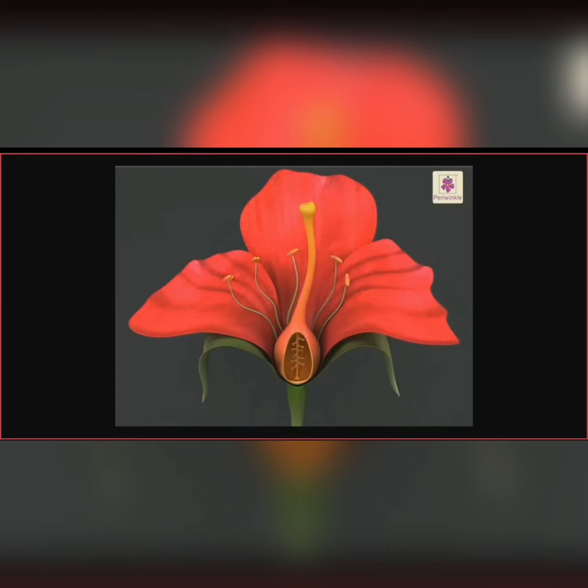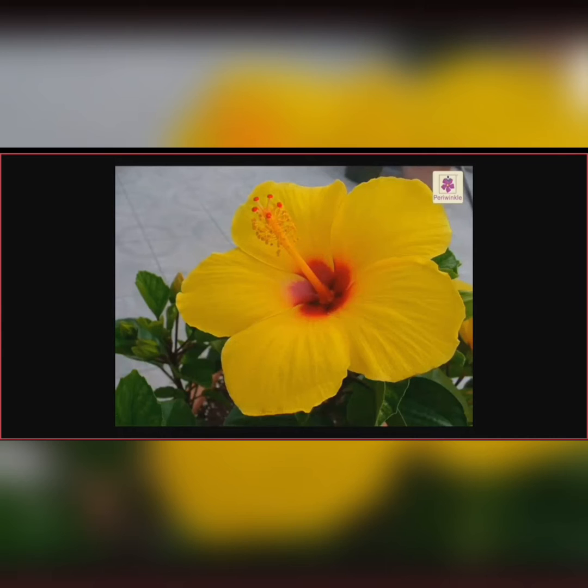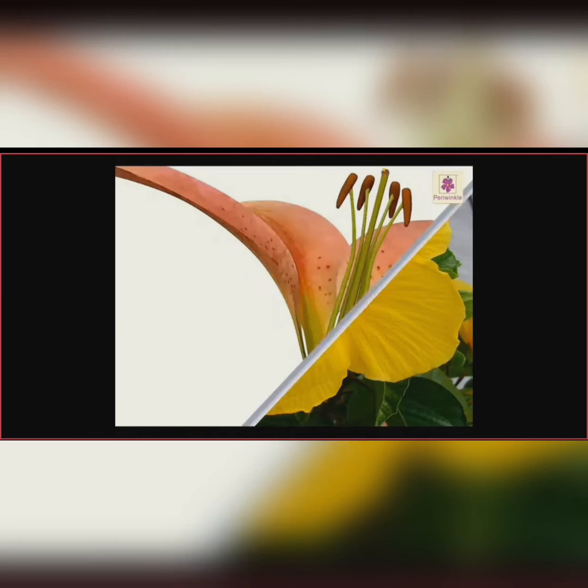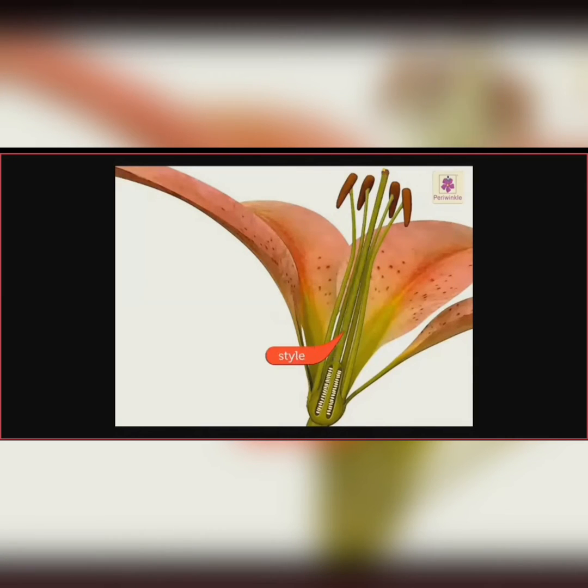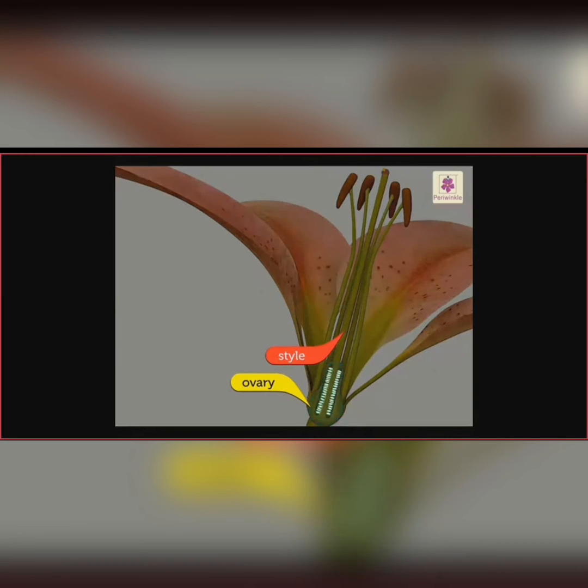The female parts are called the carpels. The top of the carpel is called the stigma, which traps the pollen. Below this is the style, and the ovary is inside. The seed is formed in the ovary.